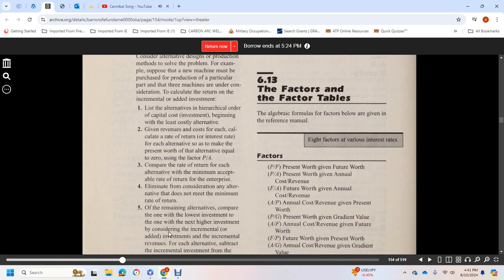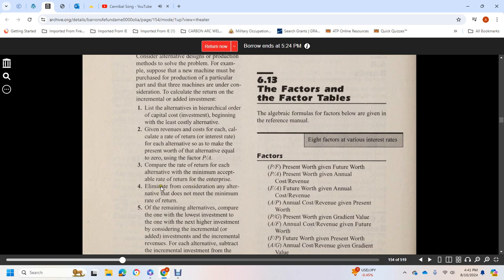1. List the alternatives in hierarchical order of the capital cost of the investment, beginning with the least costly alternative. Give the revenues and costs of each. Calculate the rate of return, the interest rate at which the present worth of the alternative equals 0, using the P over A factor. Compare it with the minimum acceptable rate of return of the enterprise.